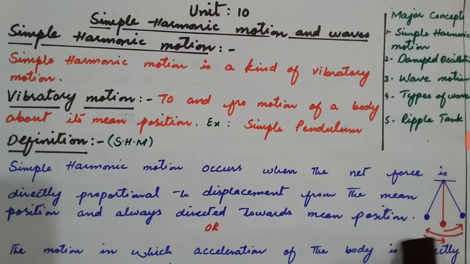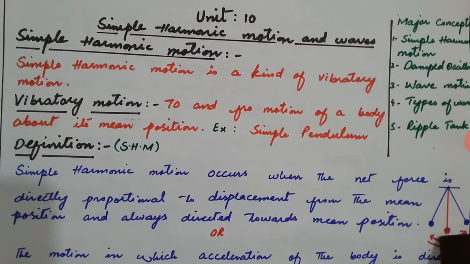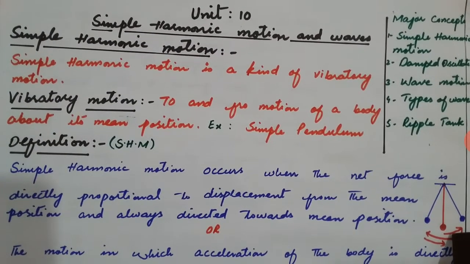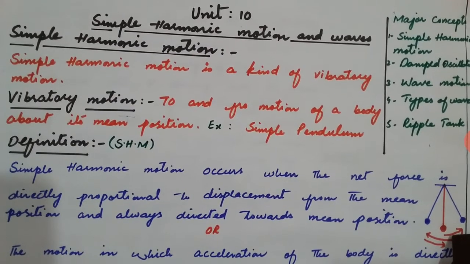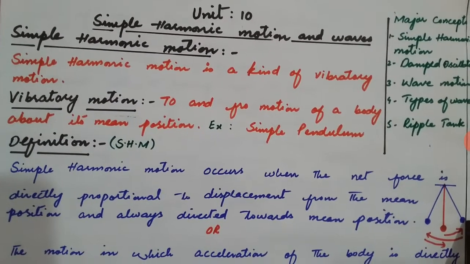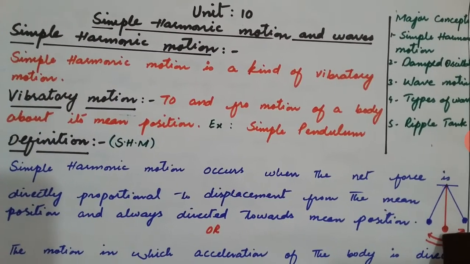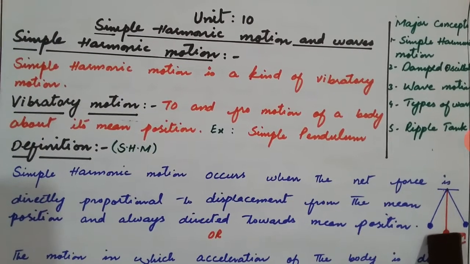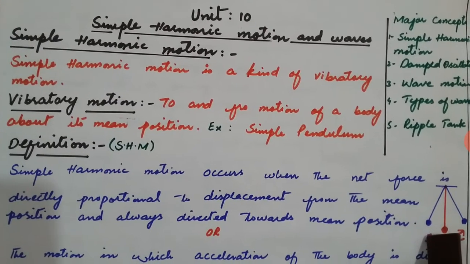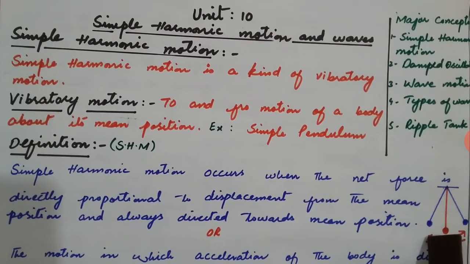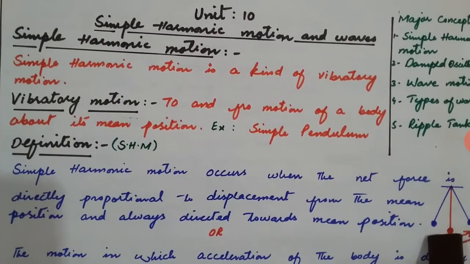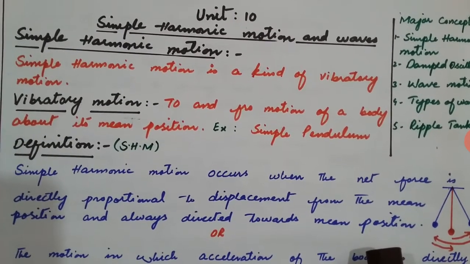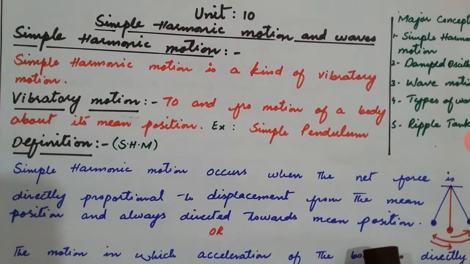In a simple pendulum, there are two positions between which the body moves. One is the mean and the other is the extreme. The body moves from mean to extreme and then to another extreme position. So simple harmonic motion is also a kind of vibratory motion.